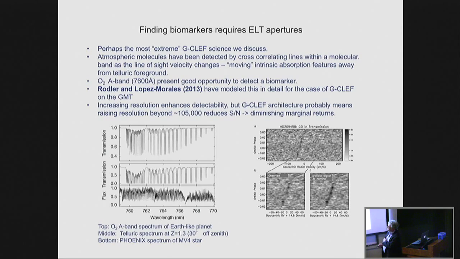And the reason you're interested in O2 is it has this A band at 7600, which is accessible with visible band instruments. You don't have to go to the infrared. And actually, the technique has been demonstrated. It was pioneered by Ignaz Snell, and this is a Nature article from 2007, data from CRIRES, where he detects CO in transmission in the atmosphere of HD 209458.